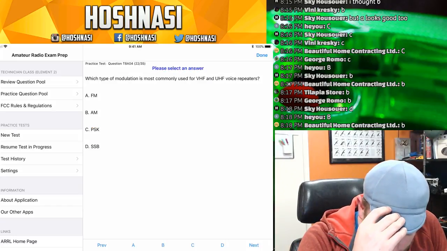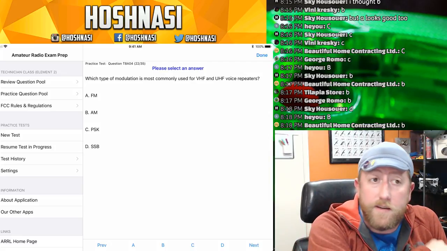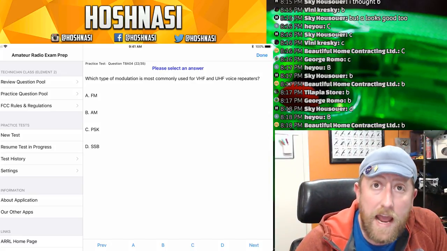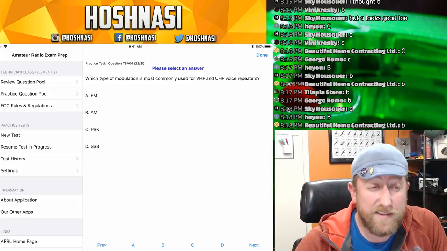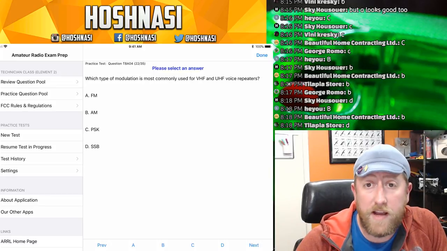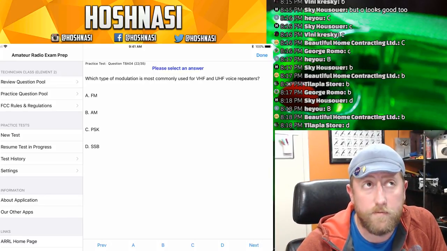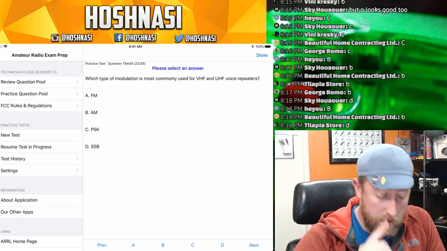What type of modulation is most commonly used for VHF and UHF voice repeaters? We've already talked about it. It is FM. AM, most people don't use. PSK is a digital mode, that's phase shift keying. And then single sideband is used by HF, less so on 2 meter and 70 centimeter, but they're doing that for simplex calls, one-to-one. FM.